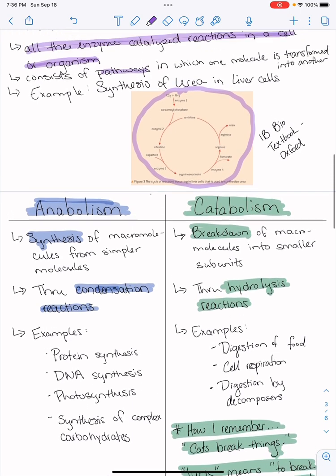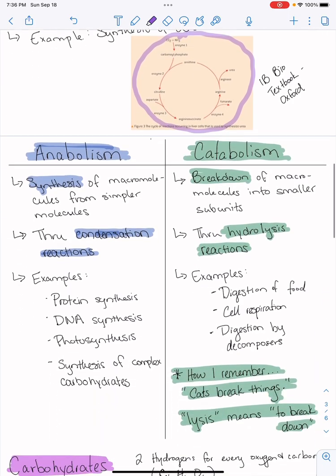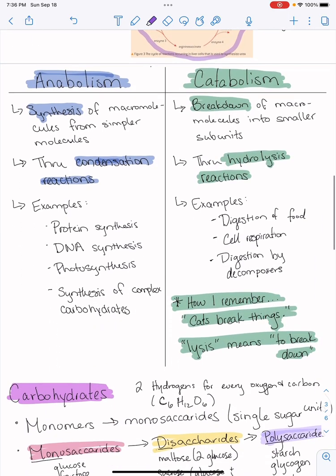And then we can technically break down metabolism into two types.